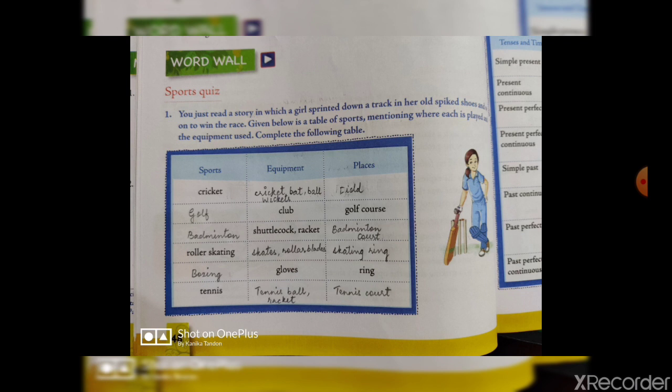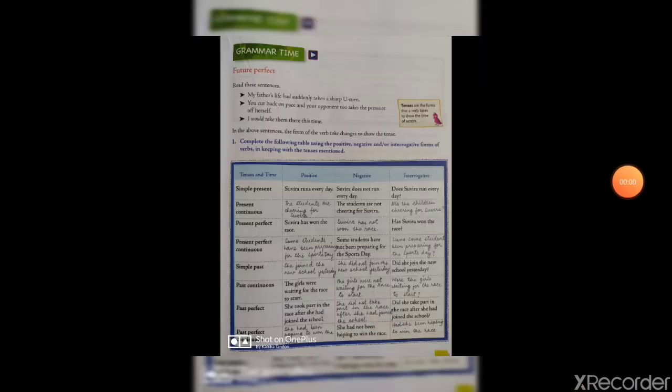Next is roller skating. For roller skating, we will be needing skates and roller blades. And where will be skating? That will be skating ring. Next is, for what sport do we use gloves? The gloves are used for boxing, and place will be boxing ring. Last one is tennis. For tennis, we need tennis ball and racket, and the place will be tennis court.